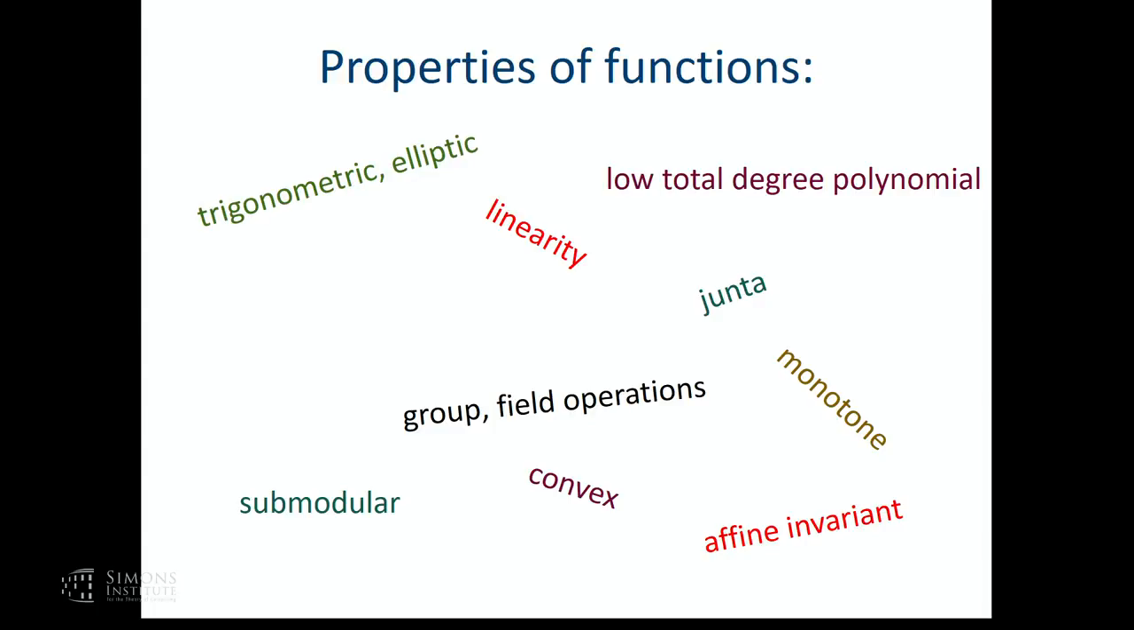What's a junta? A junta is a function in an n-dimensional domain, but it only depends on a small number of the locations. So a dictator function maybe only looks at the ith location, even though there are n minus one other locations you can look at in the input. It only looks at the ith location and based on that makes a decision. A junta might look at k locations and based on that make a decision. Okay, so it's really like what you would think of from South American politics.